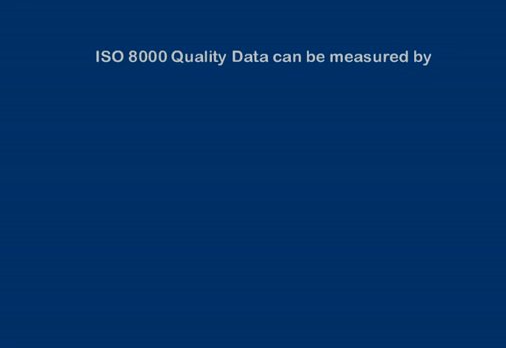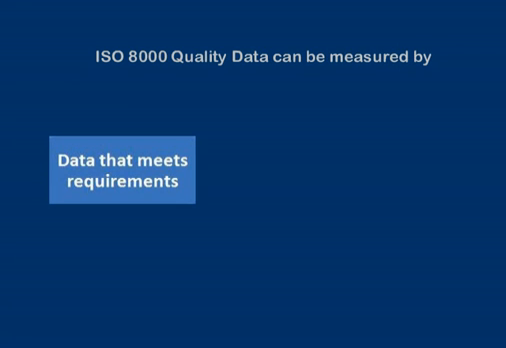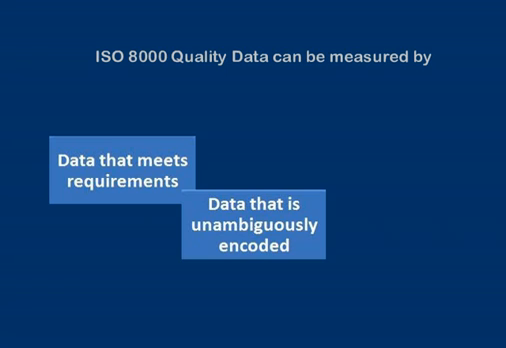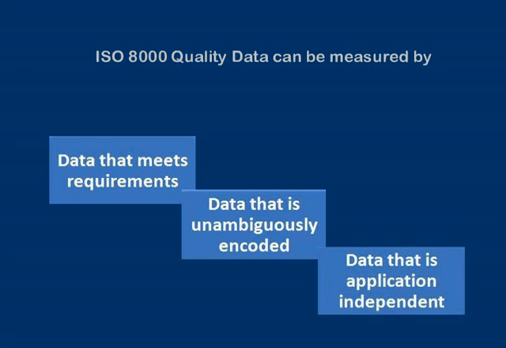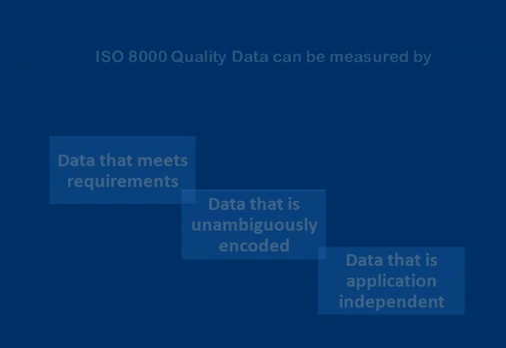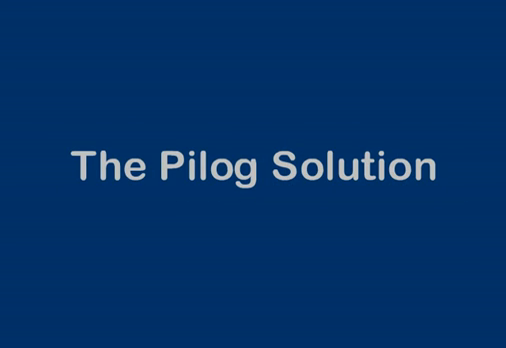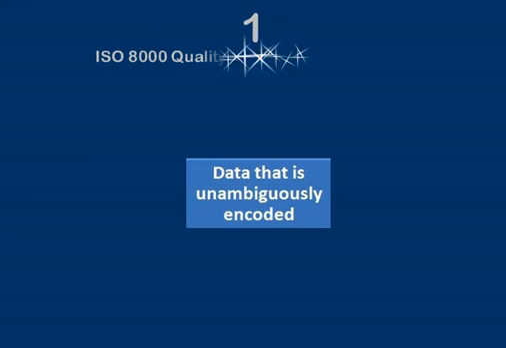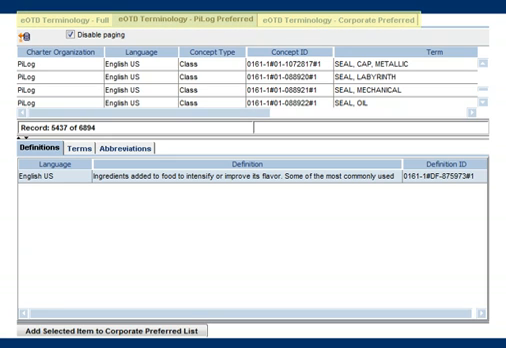ISO 8000 quality data can be measured by data that meets requirements, data that is unambiguously encoded, and data that is application independent. Starting with the data capture process, I will now show you an example in the Pilog application, addressing the ISO requirement: data that is unambiguously encoded.